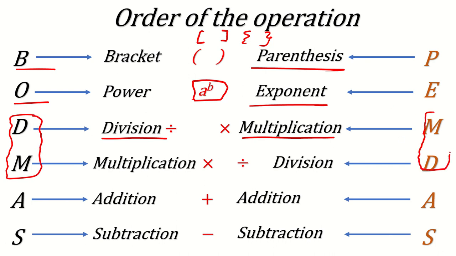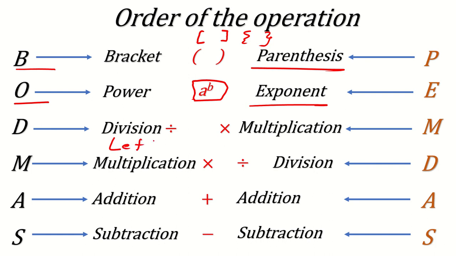Basically they are the same, but you need to understand one thing: whatever you are calculating should be from left to right. So whatever you find, if you find division first from left to right, then calculate division. If you find multiplication first, then do multiplication. But this left to right rule is for the division and multiplication group only.